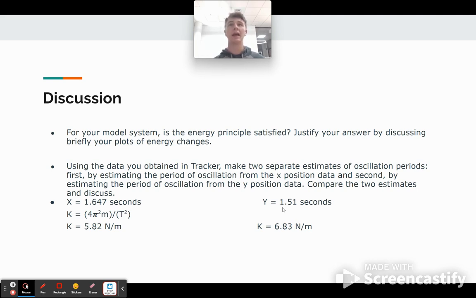Also, it can technically oscillate on a different period in the x direction than in the y direction because it can swing back and forth faster than it goes up and down. That is possible.